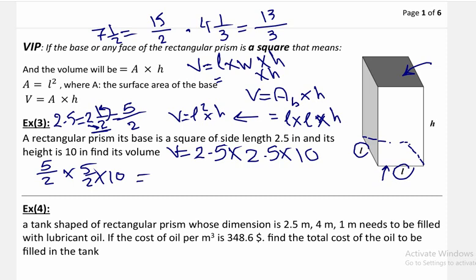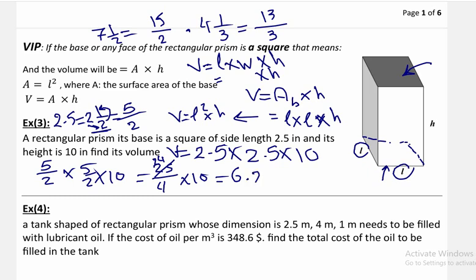Numerator times numerator, 25. Denominator times denominator, you have 4 times 10. 25 is not a multiple of 4. So we choose the closest number to 25 that is a multiple of 4, which is 24. 24 divided by 4 is 6. And you have a remainder. From 24 to 25, we have a remainder of 1. This 1 needs to be divided again over 4. 1 over 4 is a quarter.